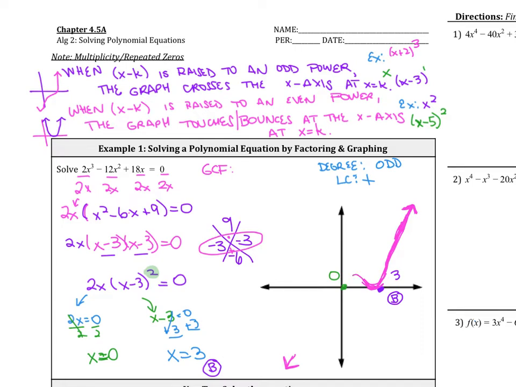And then it's going to come up somewhere and then pass through the 0, right? It was raised to the first power here, so it passes through. And so this is our graph.